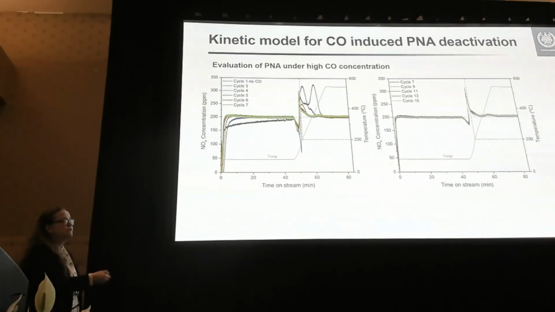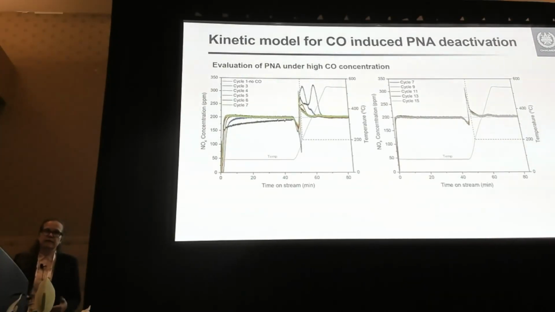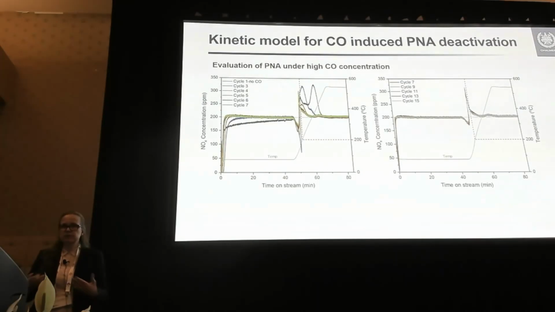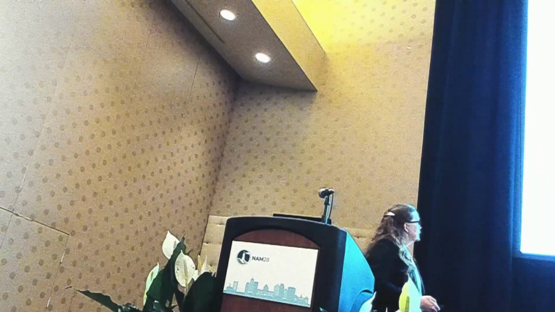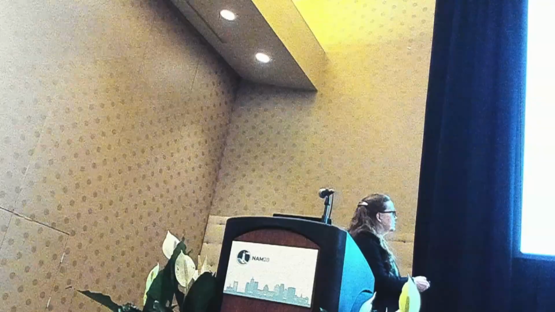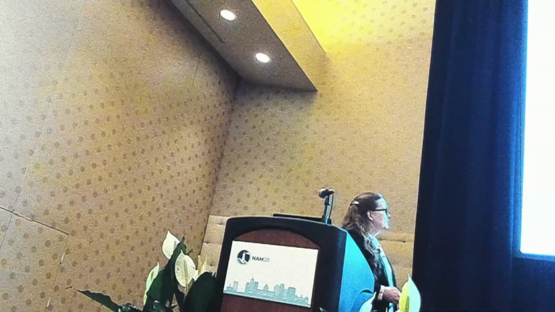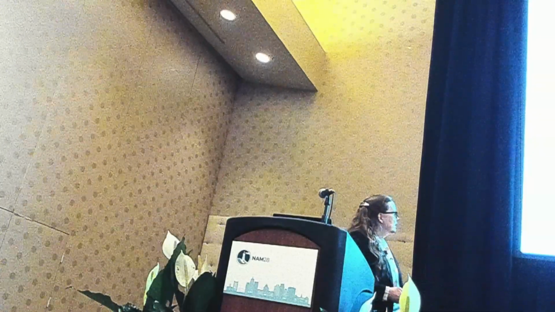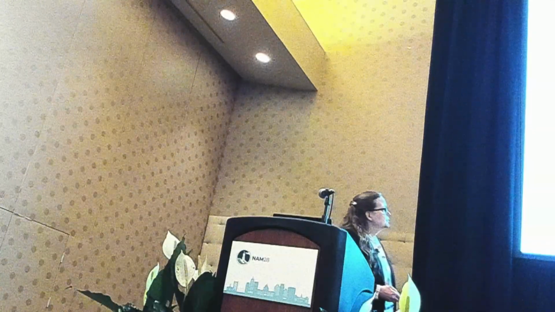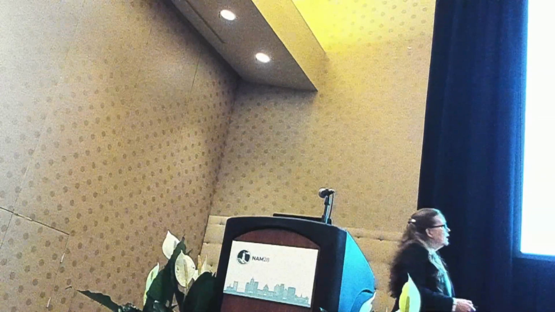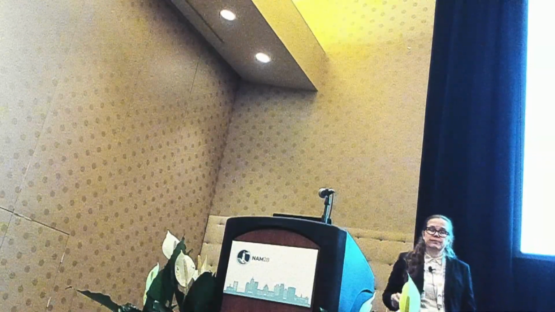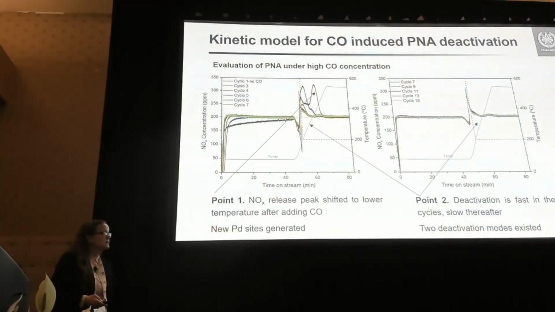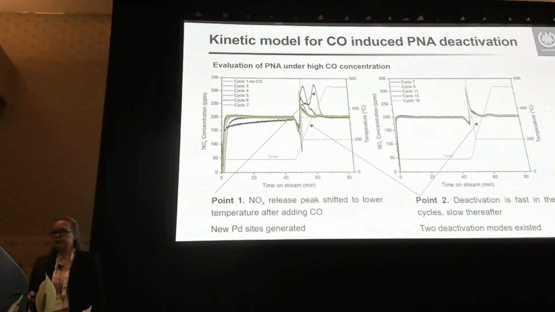Here we have cycles 7 to 15. What you can see is that at some point it has deactivated severely and then it stopped deactivating, but it's not much stopped at that point. We are also seeing these peaks shifted to a lower temperature, so we suggest that we have a change in palladium site. And we can also see that first the deactivation becomes slower and then it goes on. This is something we want to include in the modeling.